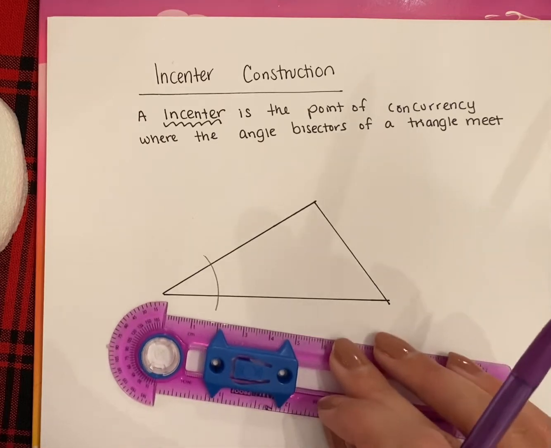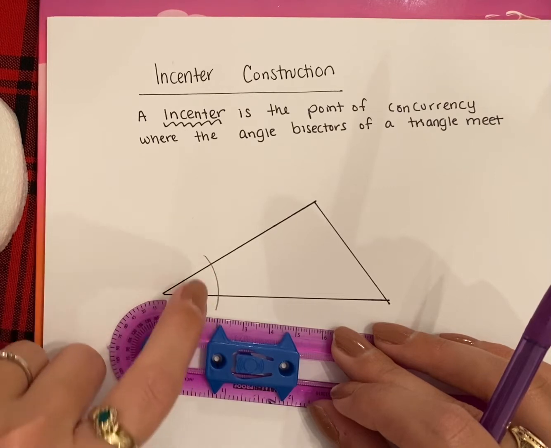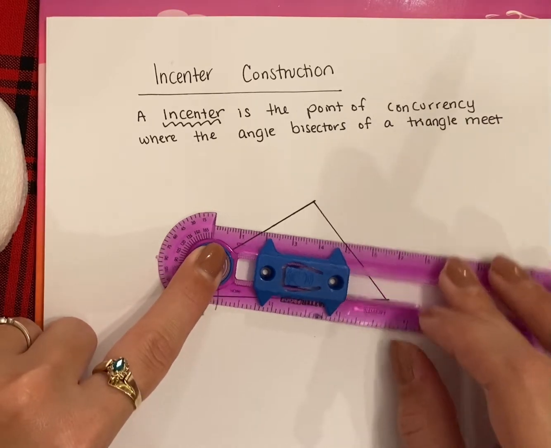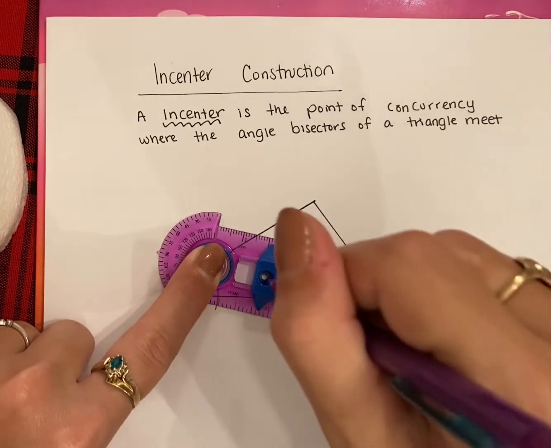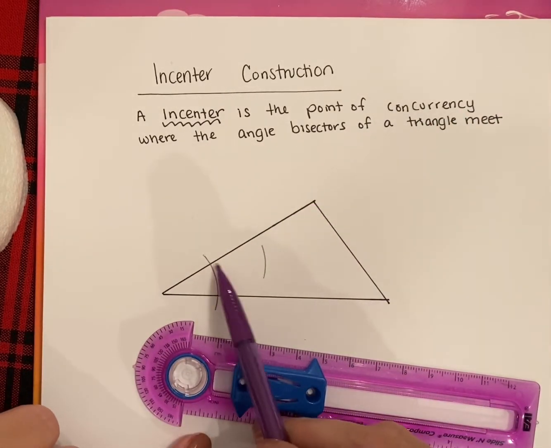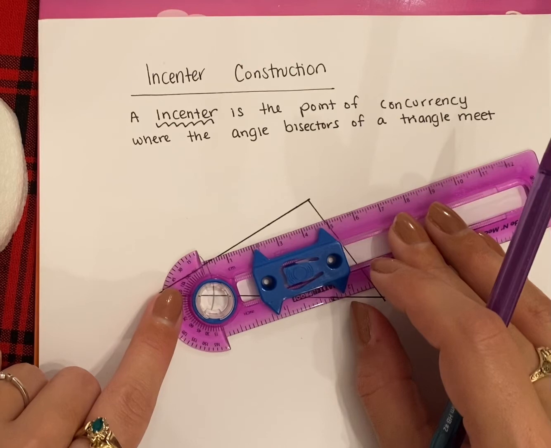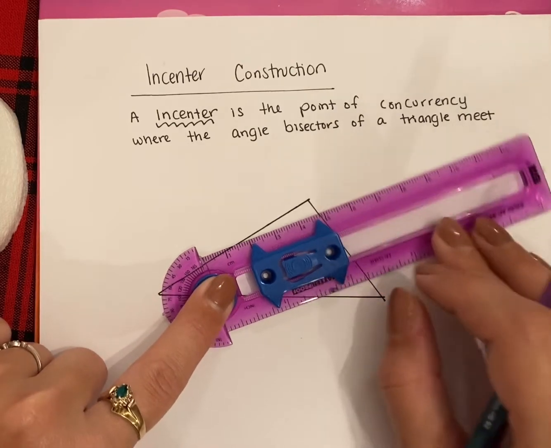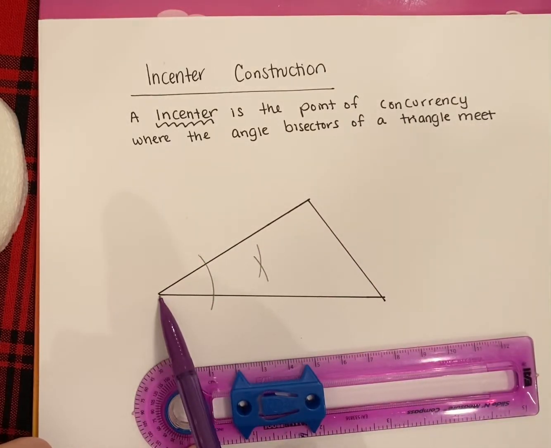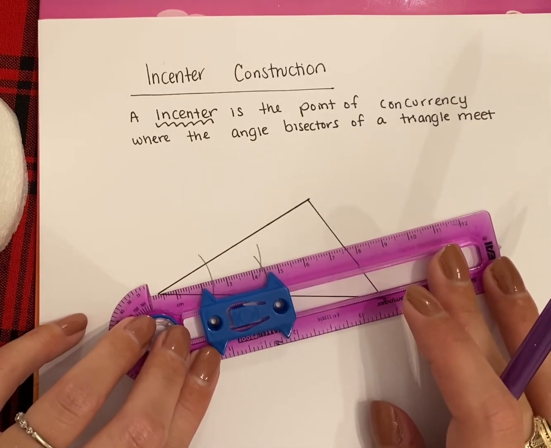Now I'm gonna keep this exactly the same. Technically, I guess you could change it if you really wanted to, but I'm gonna put my needle right here at this intersection that I just created, and make an arc on the inside of my triangle. Then I'm gonna take the same setting, put it right here, and make an arc going this way, so that they intersect. Now I'm gonna connect the vertex that I used originally to that intersection I just created. This is an angle bisector.